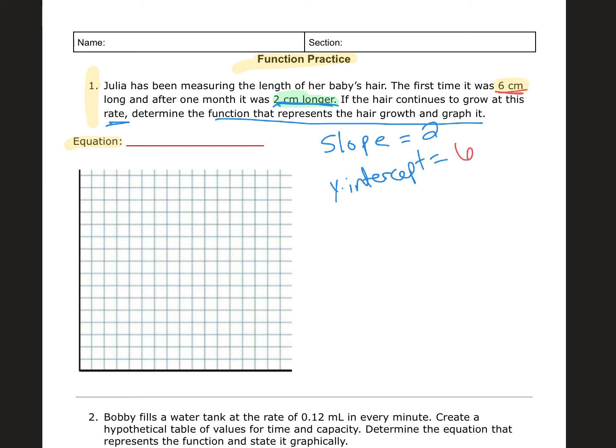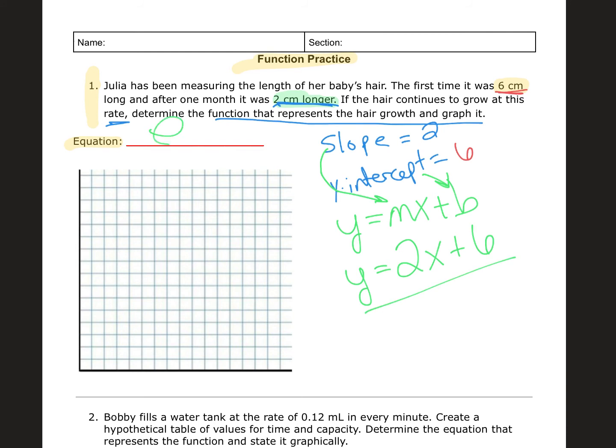So I know my slope and my y-intercept. I'm going to put them into y equals mx plus b. M is my slope. B is my y-intercept. So I'm going to write this as y equals my slope of 2, 2x plus 6. There's my equation, and that's what goes here on this line.